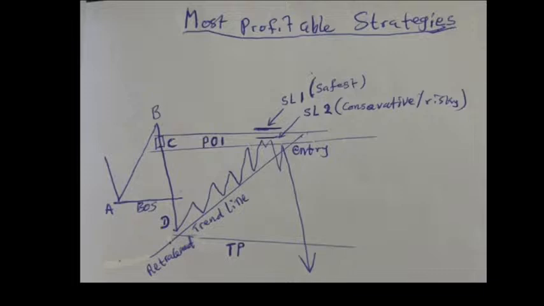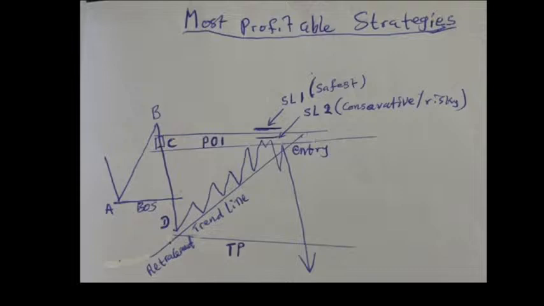From observation, whenever a structure is completed, price tends to pull back to a point of interest, known as POI, and that is the point labeled C. You can see POI there, which means point of interest. Price pulls back to that level and begins to continue another structure. So point of interest is what you should know.